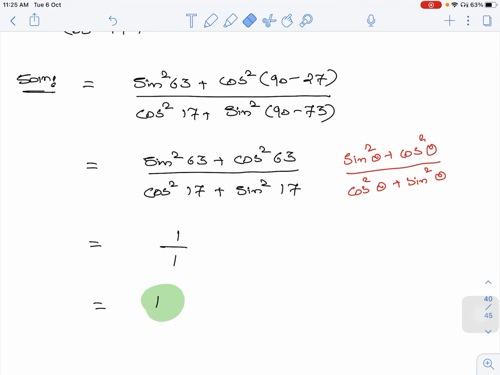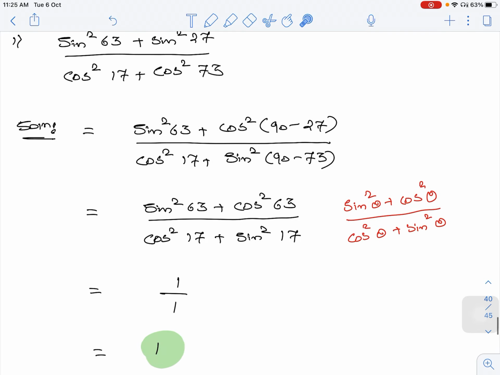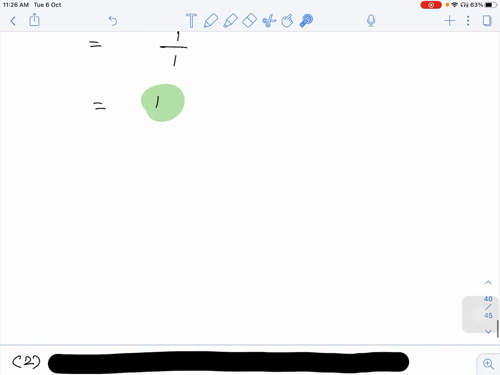So what is our final answer? 1. Okay. So what we have done, we have used two things here. First, we have used complementary angles, and here we have used, yes, which rule? We have used trigonometric identities. So accordingly, we should solve it. Now let us solve one more example.